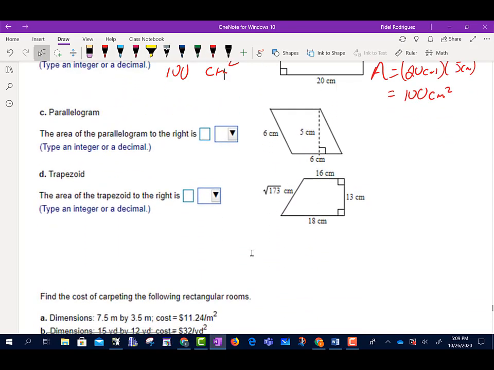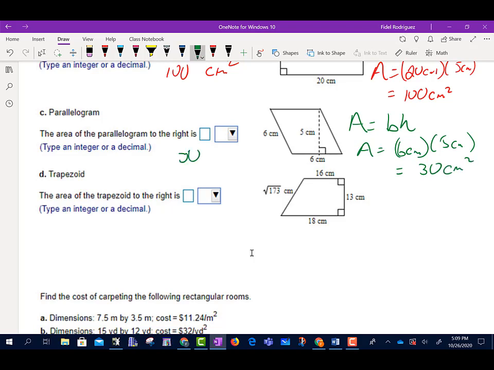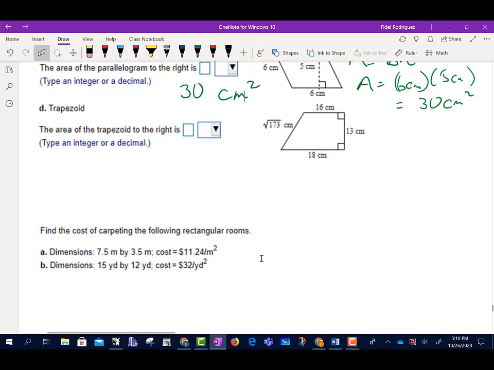All right. So let's take a look at the next one here. Area of a parallelogram. The formula for the area of a parallelogram is the base times the height. So the base, 6 centimeters, times the height, which is 5 centimeters, is going to give me 30 centimeters squared. So again, right here, oops, that doesn't look like a pretty 30, does it? 30 centimeters squared, okay?